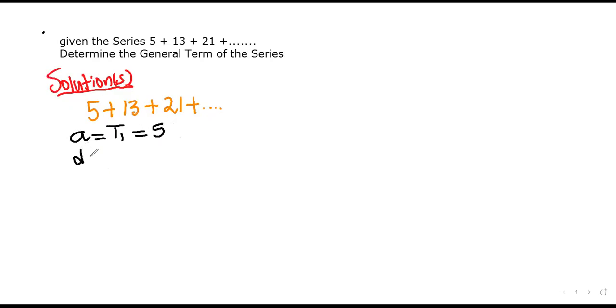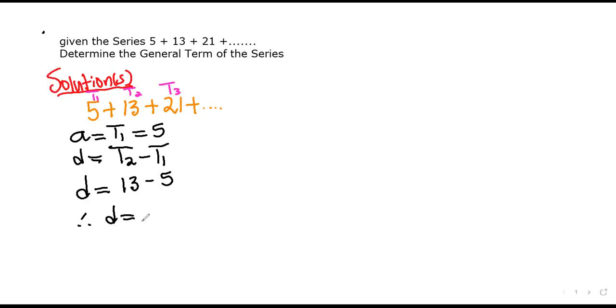And then we must look at finding the common difference, which is D. We're going to get it by saying T2 minus T1. Don't forget, you always say term number 1, term number 2, and the third term is term number 3. Now we substitute. Our T2 is 13, so we write 13 minus T1, which is 5. Therefore, the common difference D is equal to 8.